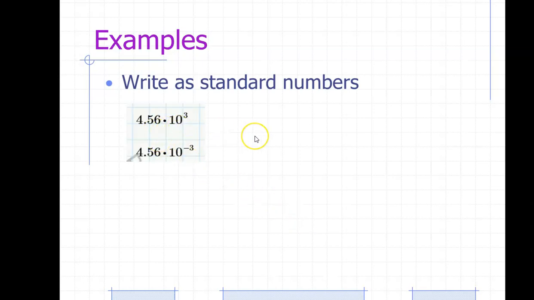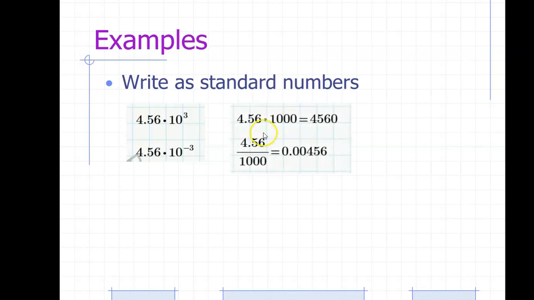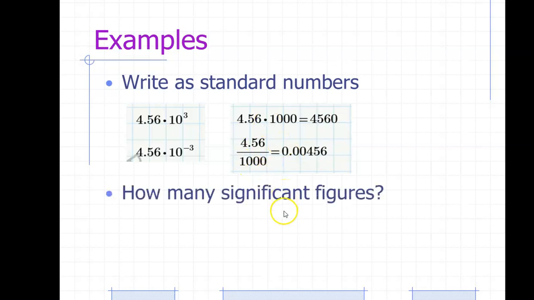4.56 times 10 cubed, written as a standard number: 10 cubed is 1,000, so 4560. You can either move the decimal or you can multiply. 4.56 times 10 to the minus 3 is going to give you a small number, so you're going to either divide by 1,000 or move the decimal 3 the other way, and you get 0.00456. Again, both have 3 significant figures. How many? Both have 3.